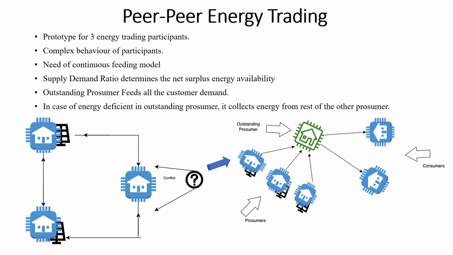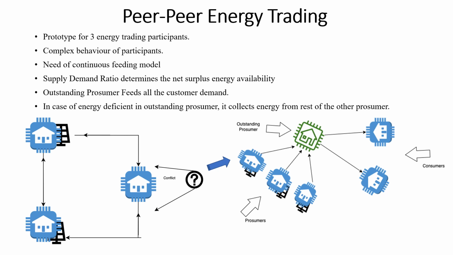While doing the study, we found out there is a lot of complex behavior happening inside the P2P model, because energy trading is a continuous feeding model. There is no stopping or any break in between. So it's a very demanding and complex behavior that we are looking into.